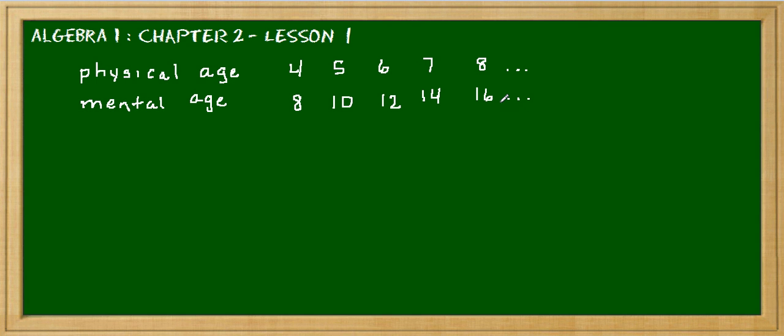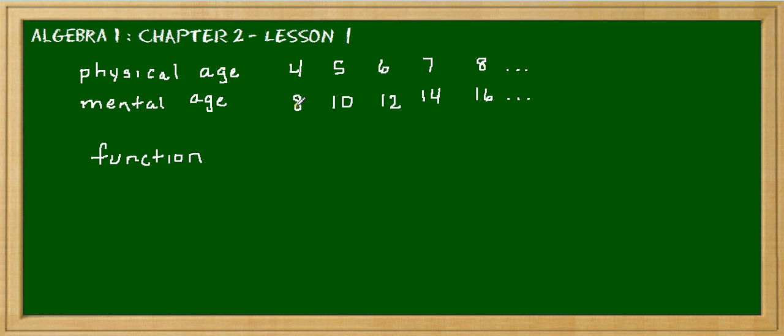Now, to each physical age in this table, there corresponds a mental age. 8 corresponds to 4, 10 to 5, and so forth. A mathematician would say that a person's mental age is a function of his physical age. So the mental age is a function. Let's write that down. For us to know the mental age, we would have to know the physical age. And we can obviously obtain the physical age if we knew the mental age, based on this correlation or relationship between the two numbers. We know that mental age is always twice the physical age.